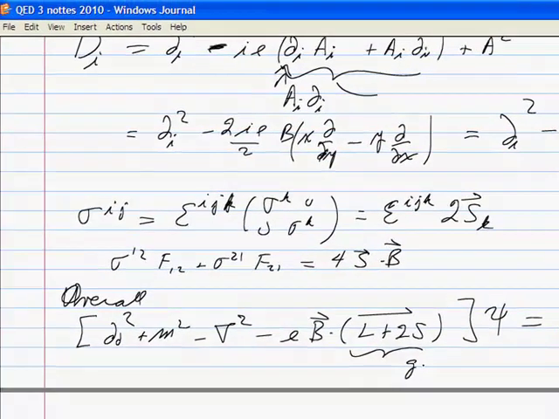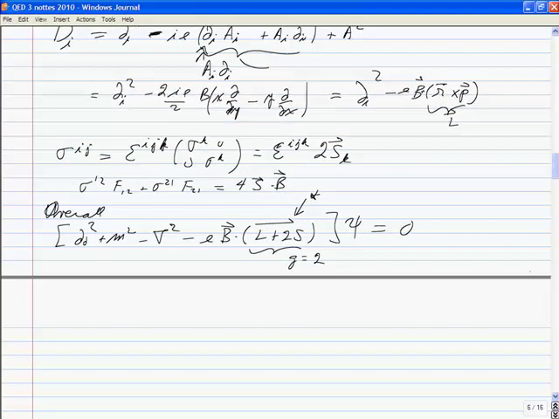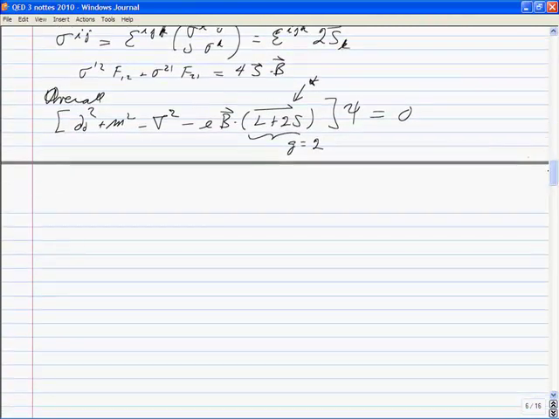Okay, so this is the g equals 2 calculation. That's the 2 that sits right there. It's L plus 2s, which is the 2 of the g factor. Okay, so it's really just playing with the Dirac equation.